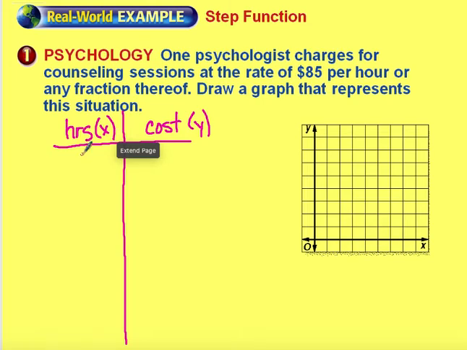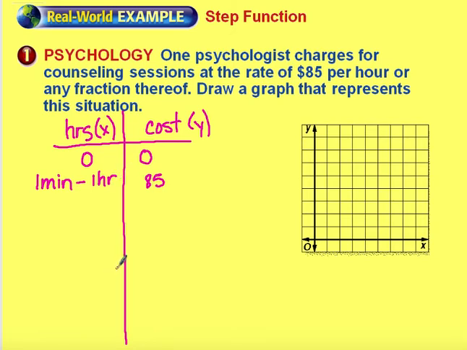Now, at 0 hours, obviously we're not being charged anything for the session. But as soon as we go into 1 second or 1 minute, however you want to find that, as soon as you get over 0 hours, we're going to be charged $85. Now we're going to be charged that all the way until we get to 60 minutes or 1 hour.